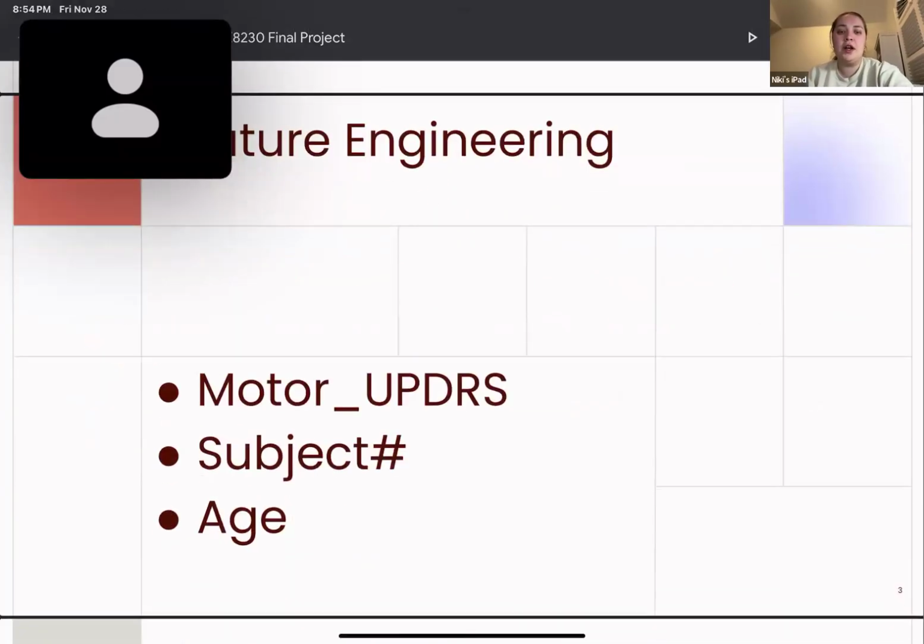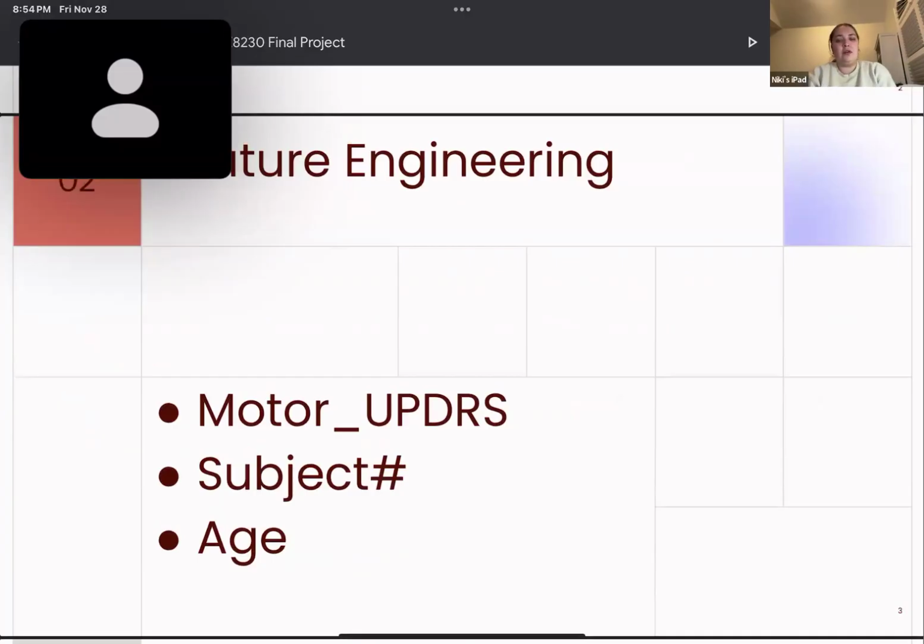For the feature engineering, there were three total columns that were removed. The motor UPDRS was removed due to the fact that it was very close to total UPDRS, and so the model was not actually performing the task. It would create data leakage. The subject number was also removed because it was basically the ID, which again created data leakage.